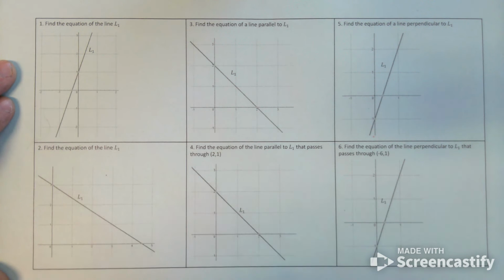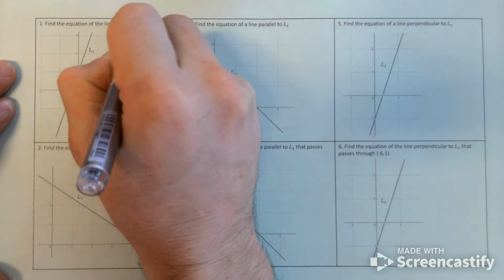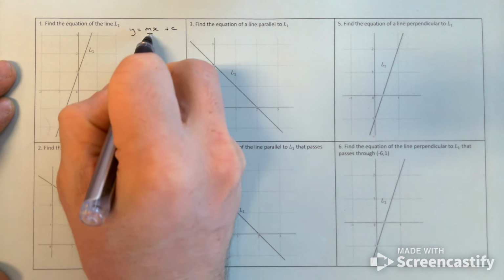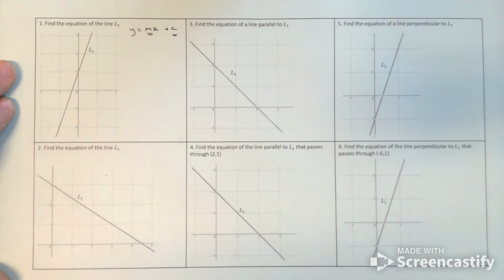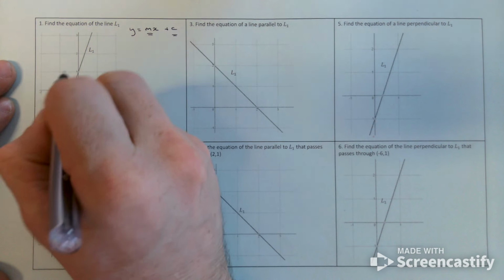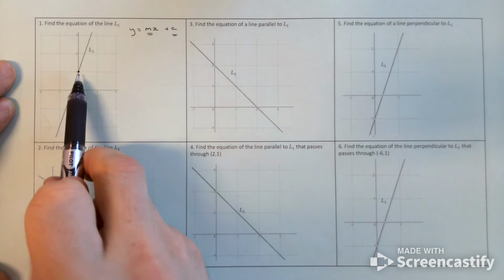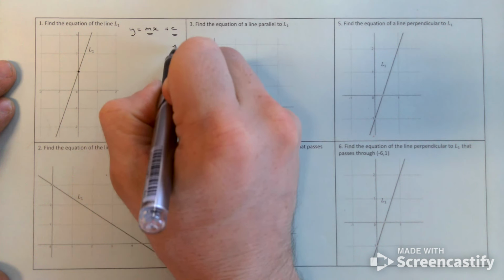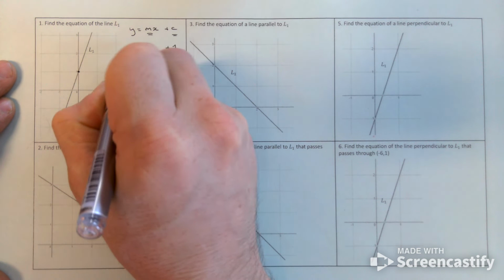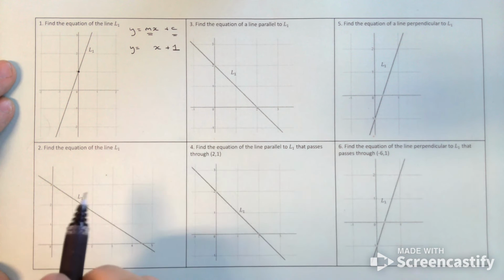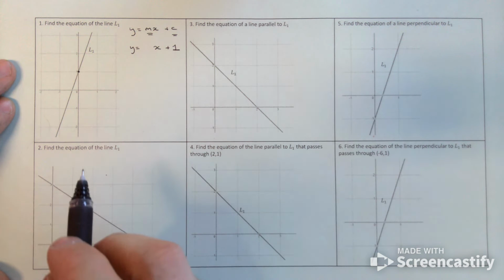Okay, so for the first question, it says find the equation of line L1. So that means we need to know, in particular, the value of M and the value of C. M is the gradient and C is the y-intercept. Well, we can see that the y-intercept is just 1, this point here. So we know straight away that's going to be 1. But we don't know what the M value is, the gradient.